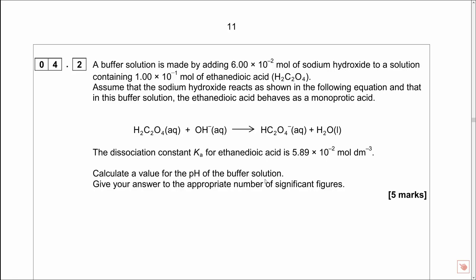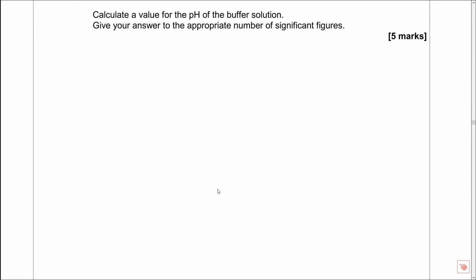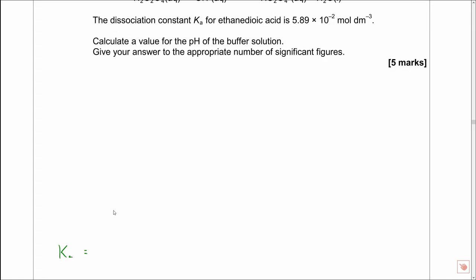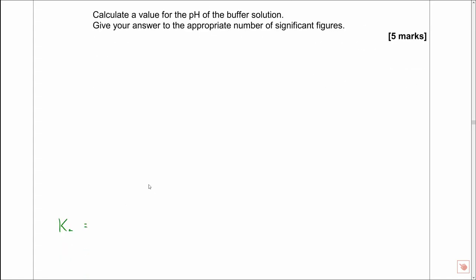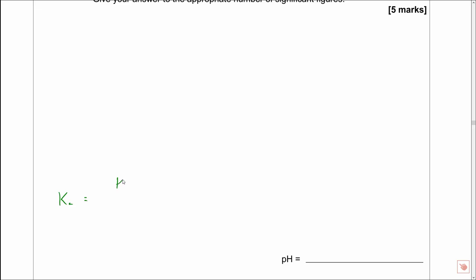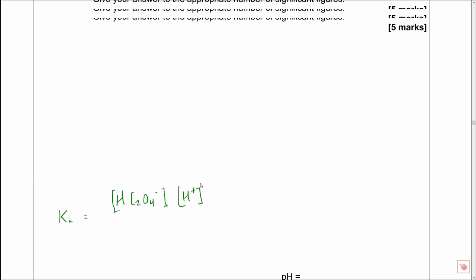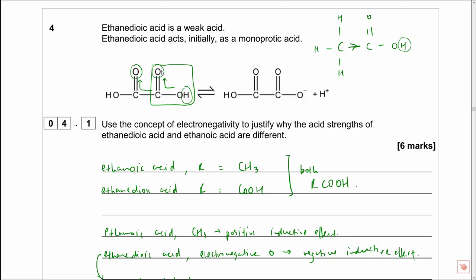Okay, so assume that sodium hydroxide reacts as shown in the following equation in this buffer solution. The ethane dioic acid behaves as a monoprotic acid. We can do that. Well, initially ultimately we're going to get to a point where we're going to write a Ka. We're going to write an expression. And our Ka is going to be for our product, which in this case is HC2O4 minus, H plus, and that's essentially, if you look at the previous question, I'm just writing this out.